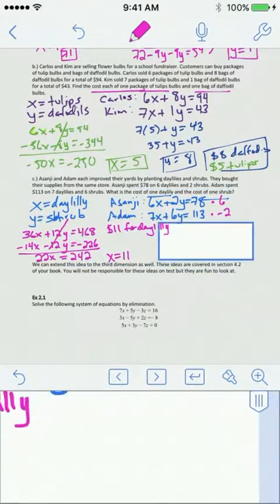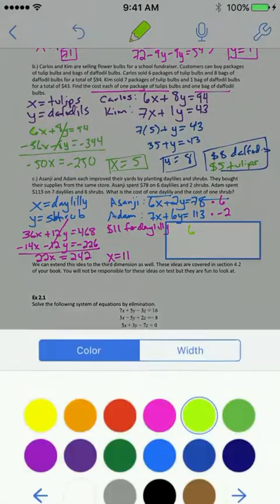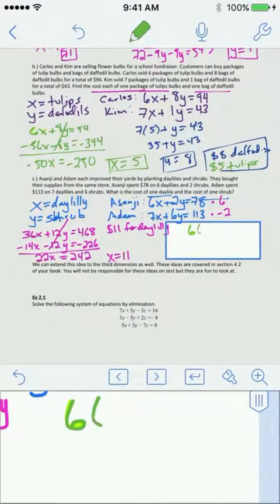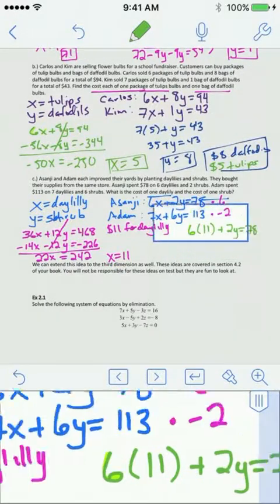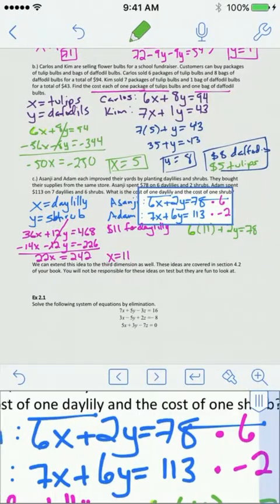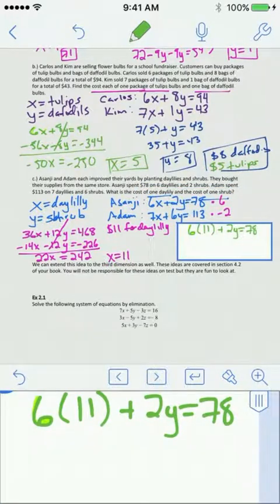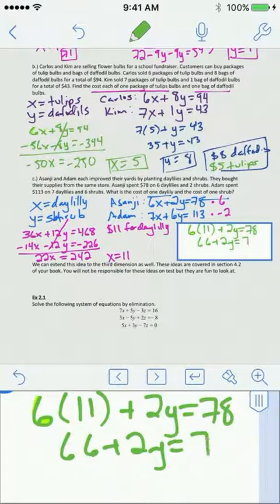Plug it back into either one of these. I think I'm going to plug it back into the second. No, let's plug it back in the first one. I don't know why I keep choosing the second. 6 times 11 plus 2y equals 78. So notice now that instead of x, I've substituted in 11. So I'm substituting it in and solving for the y. So 66 plus 2y equals 78.